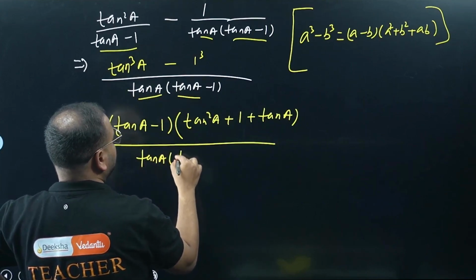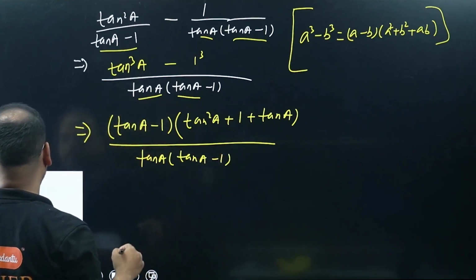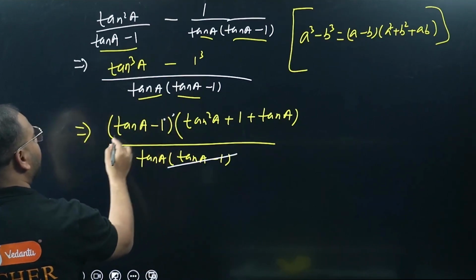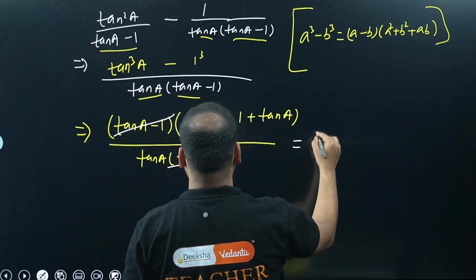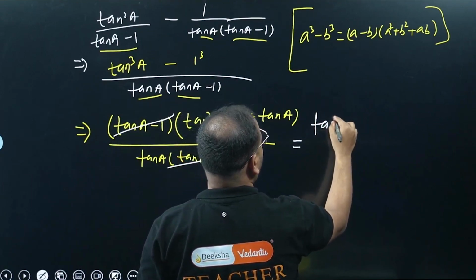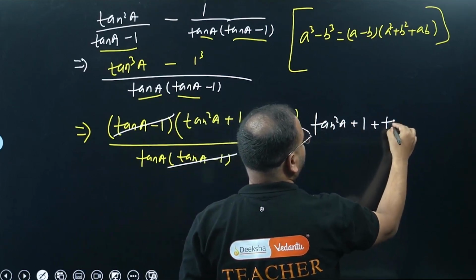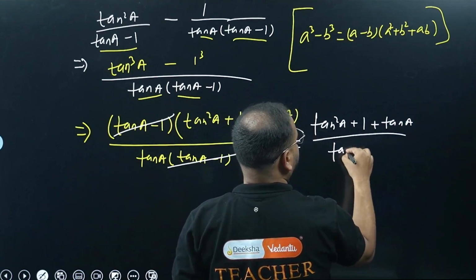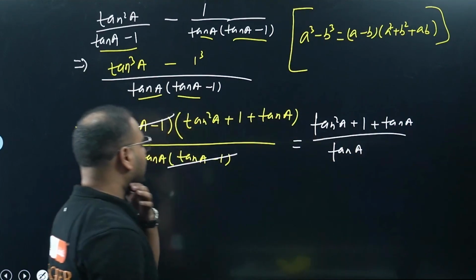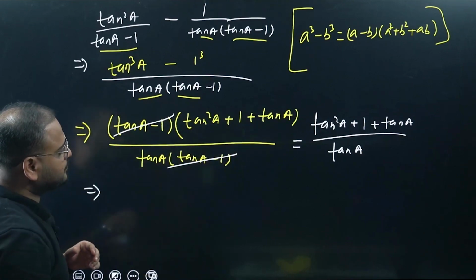Tan a times tan a minus 1, the denominator remains same, right? Cancel this part. Okay, what is left now? Check here. I have tan square a plus 1 plus tan a by tan. Now take the division individually to all terms of numerator.